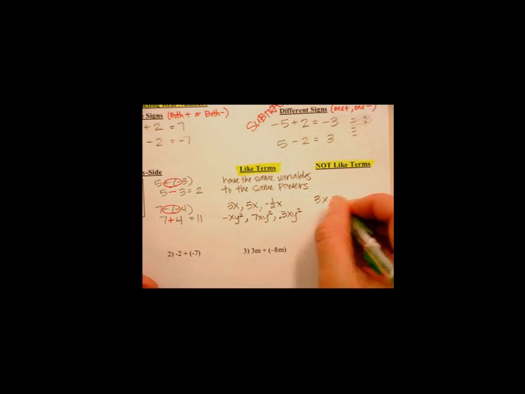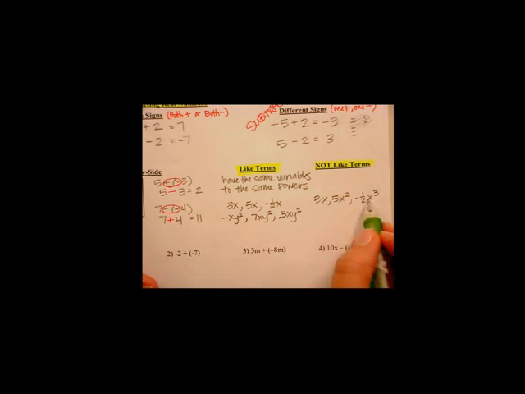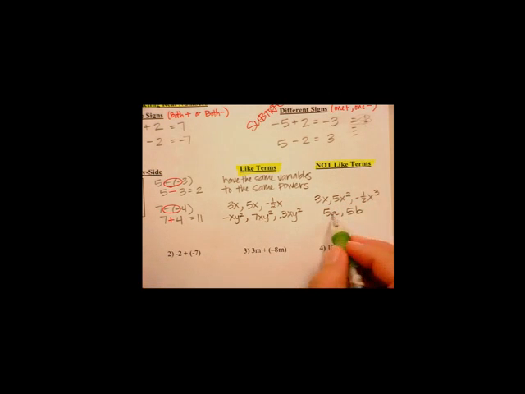Not like terms might be 3x, 5x squared, and negative 1/2 x to the third. Although they all have an x, the exponents are not the same. So these would not be like terms. We might even just have different variables. 5a and 5b are not like terms because my variables are different.